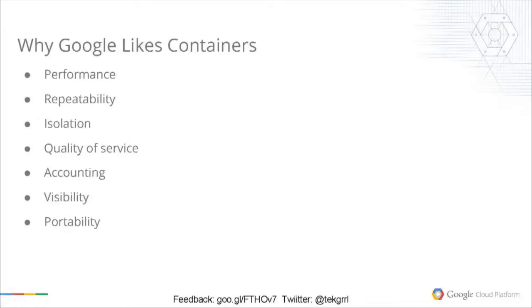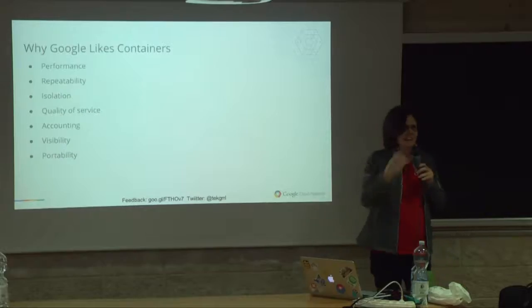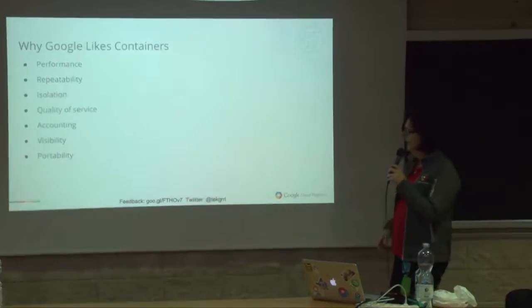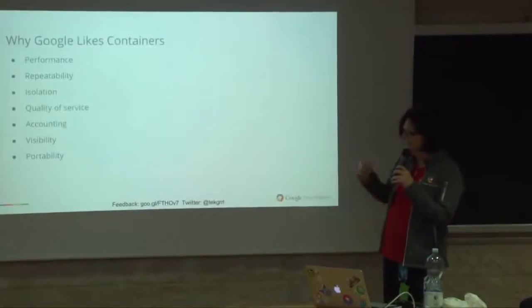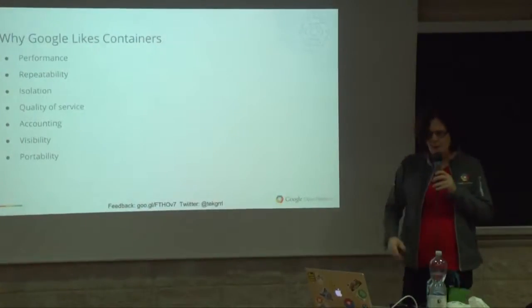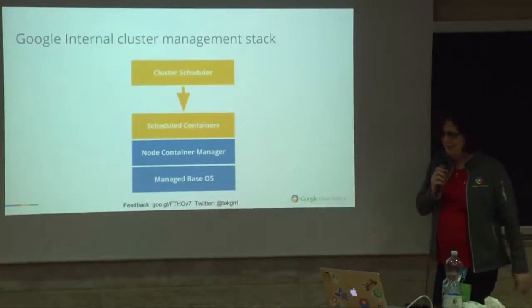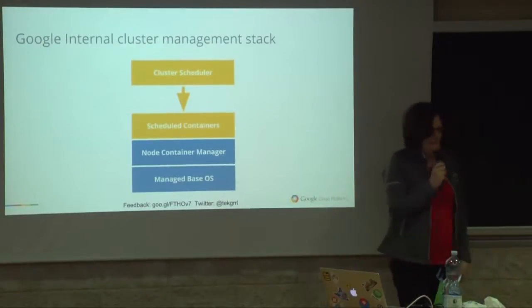Quality of service, the prioritization, the ability to say this thing is more important than this thing. Setting service level objectives for individual processes and applications. The ability to do accounting, visibility and portability, things we've already covered. And Google internally has a cluster management stack.